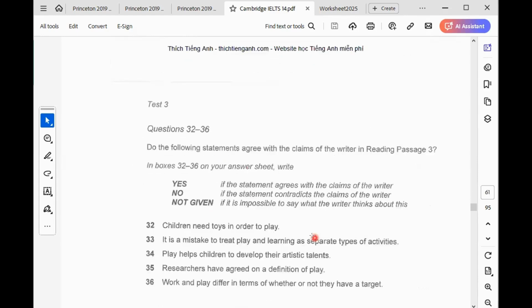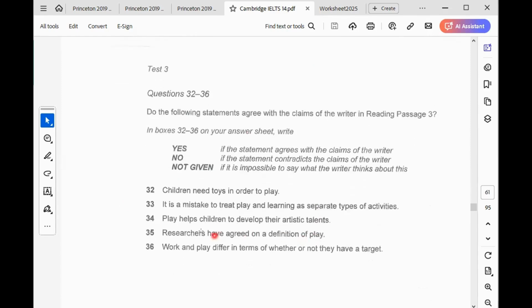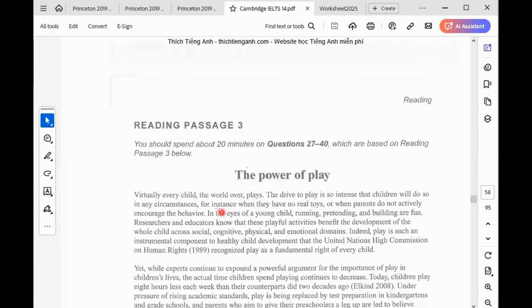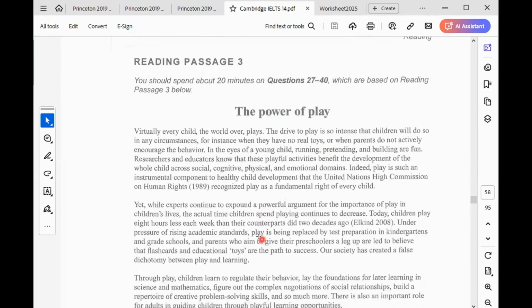I'm going very far. I should have seen the answer. It is a mistake to treat play and learning as separate types of activities. I've not seen play and learning as separate. Play and learning is not in this paragraph A. What of paragraph B? Play in children's life. Time spent continues to decrease. Okay, okay. This last part.